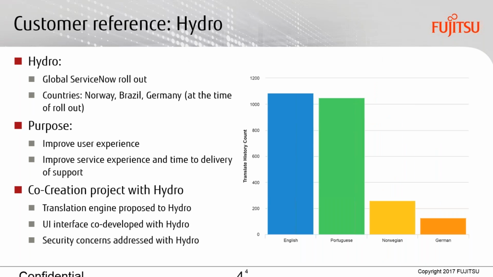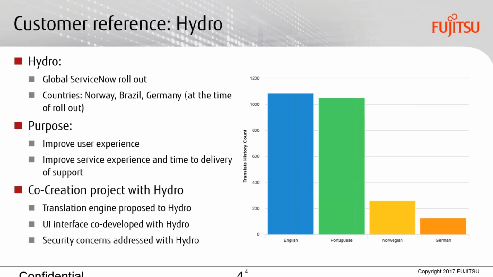Customer reference, we have a good example in Hydro. Hydro is a global company operating mainly in countries where they speak Portuguese, Norwegian and German. They're now also about to roll this out to many other countries, which have, for example, Hungarian and so on. Hydro has a global ServiceNow rollout. They operate in these countries.